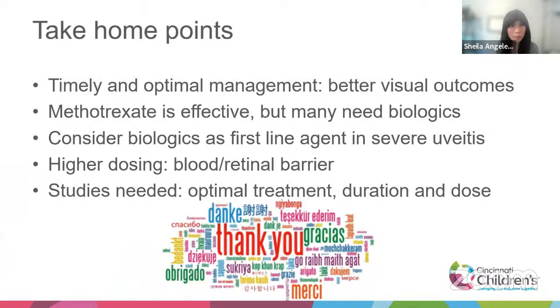So the take home points that I wanted to make today are that timely, optimal management is super important. We want to start systemic treatment early so we have better outcomes. In children, we typically start with methotrexate and it can be effective, but at least half of these children will end up needing a biologic. I would consider a biologic as a first line agent in children who present with severe uveitis at onset. I often need to use higher dosing. I think it probably has to do with having to bridge that barrier, but we clearly need more RCTs.